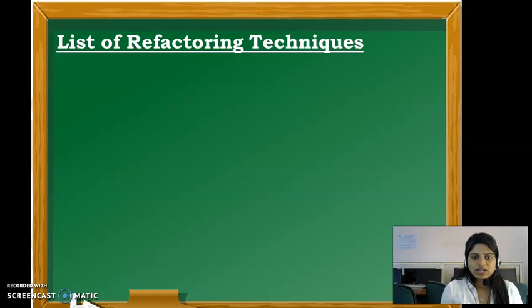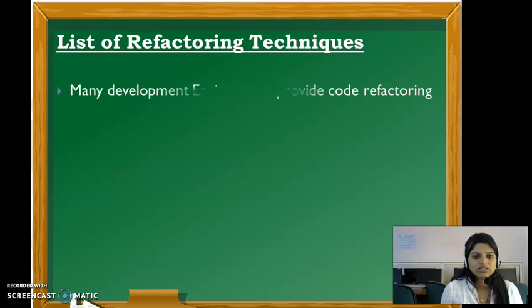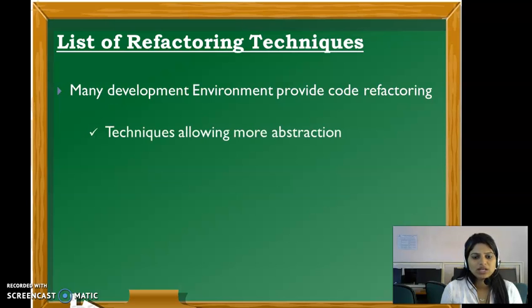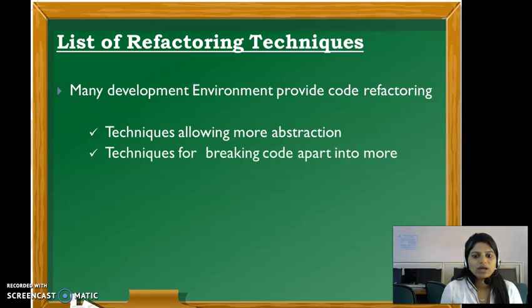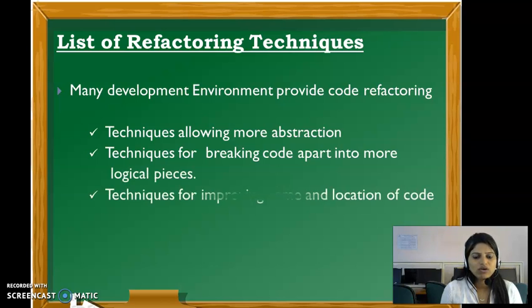When we select refactoring, you can select one of the following refactoring techniques. Many development environments provide code refactoring. The first technique is techniques allowing more abstraction. The second technique is techniques for breaking code apart into more logical pieces, and the third technique of refactoring is techniques for improving the name and location of the code.